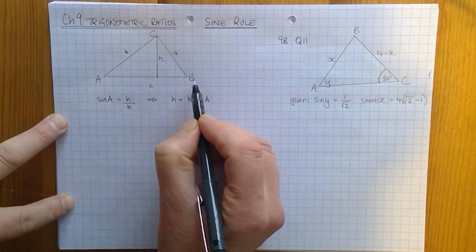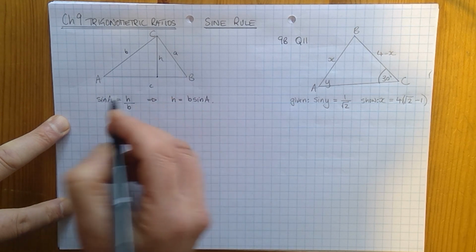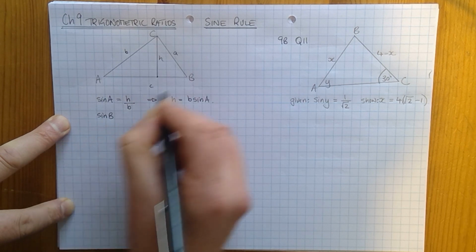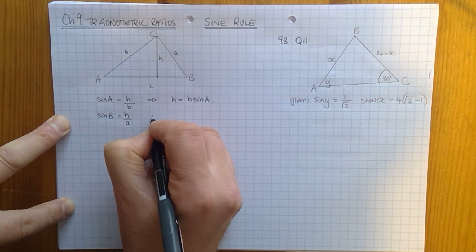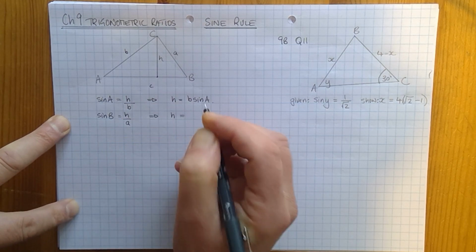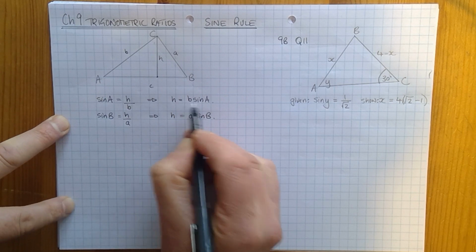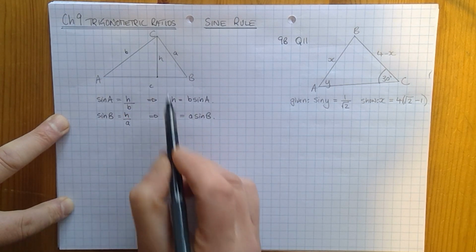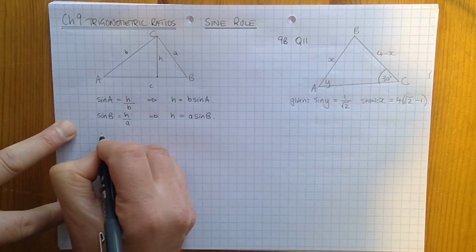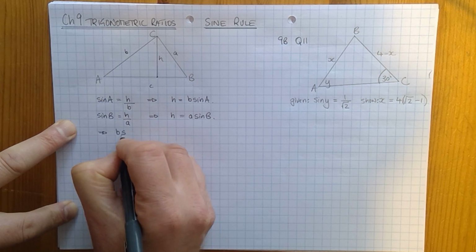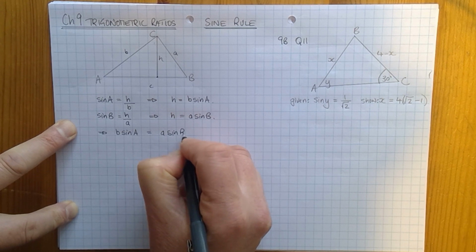And now let's look at this triangle here. Again, using standard trigonometry, I can see that the sine of angle B is opposite over hypotenuse, is h over a, which I can rearrange to give me h equals a sine b. Well, if this height here is b sine A, and the same height is also a sine b, therefore these two must be the same as each other. Therefore, b sine A must be the same as a sine b.